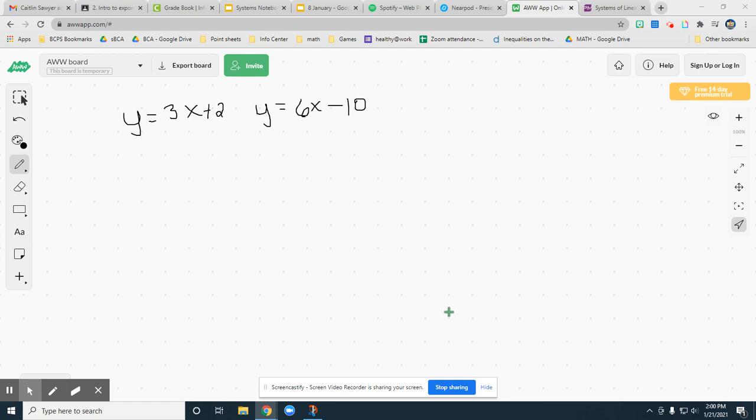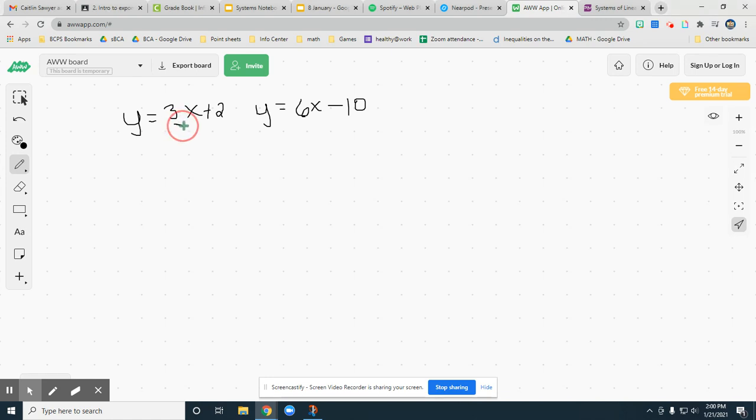We're going to look at solving systems of equations by substitution. So we have the equations y equals 3x plus 2 and y equals 6x minus 10. Now we're looking at the system of equations, so where they intersect, that means the x has to be the same, the y has to be the same.